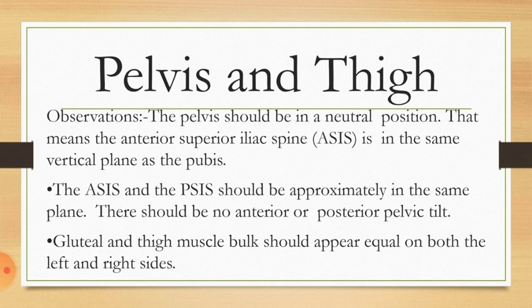Next, pelvis and thighs. Observe: pelvis should be in a neutral position, that means anterior superior iliac spine is in same vertical plane and pubis. Anterior superior iliac spine and posterior superior iliac spine approximately in same plane. There should be no anterior or posterior pelvic tilt. Gluteal and thigh muscle bulk should appear equal on both the left and right sides.